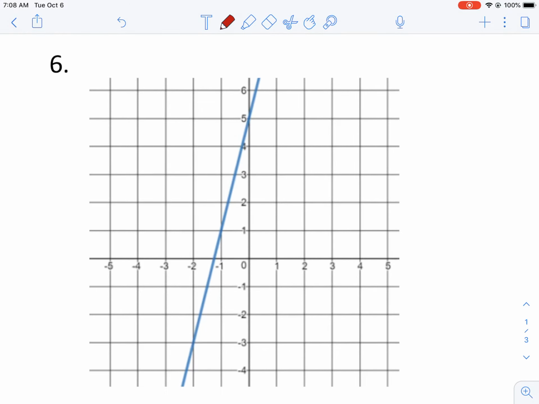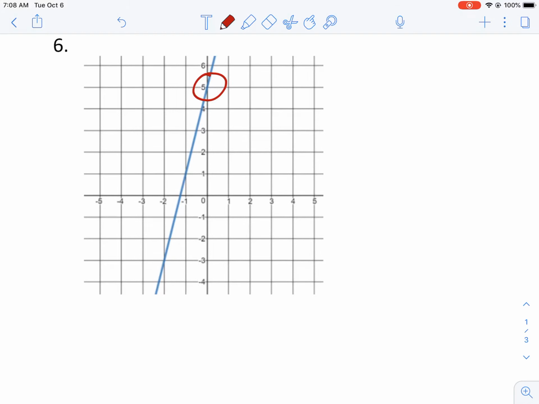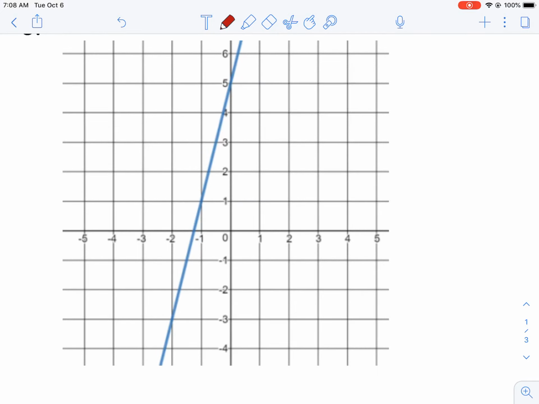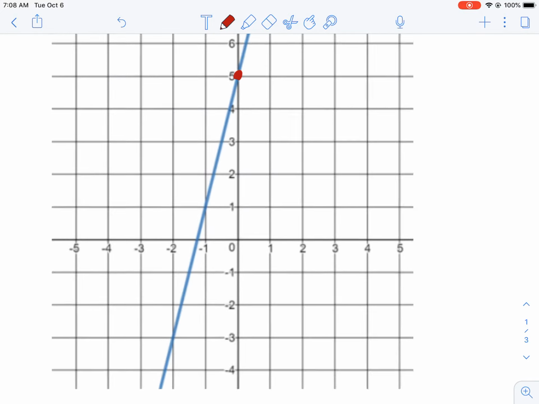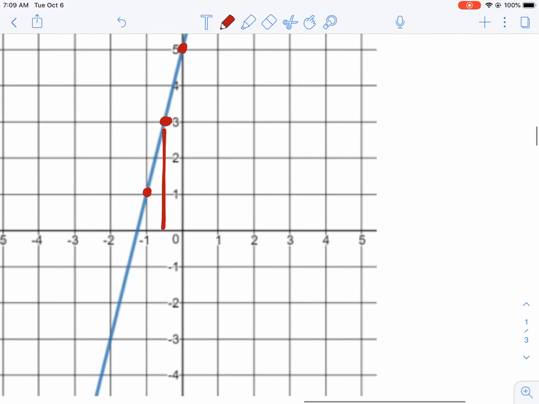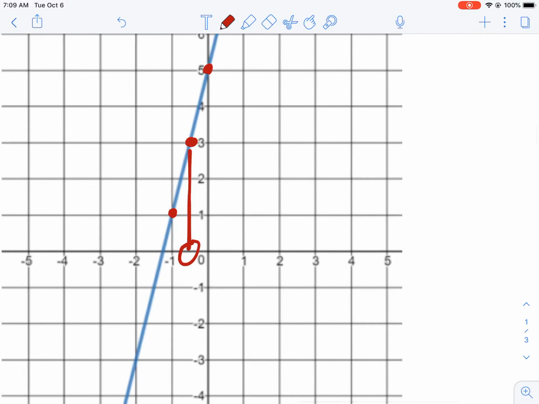Number 6, we can do the same thing, all right? We can look, the y-intercept right there is 5, so we have y equals something x plus 5. Then we want to pick out 2 points to find the slope, so here's 1 point right here. Now when you're picking out points, you need to make sure that both your values are whole numbers. So like, I don't want to pick right here, right? Because I don't know where that is, okay?